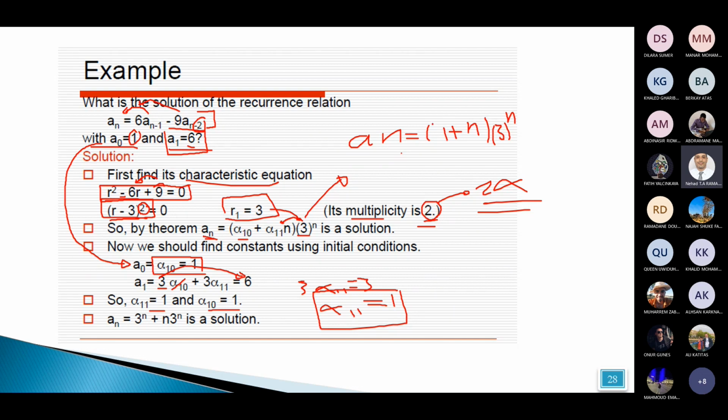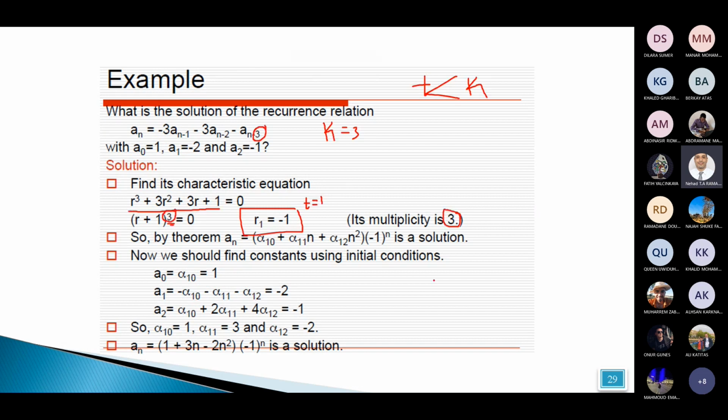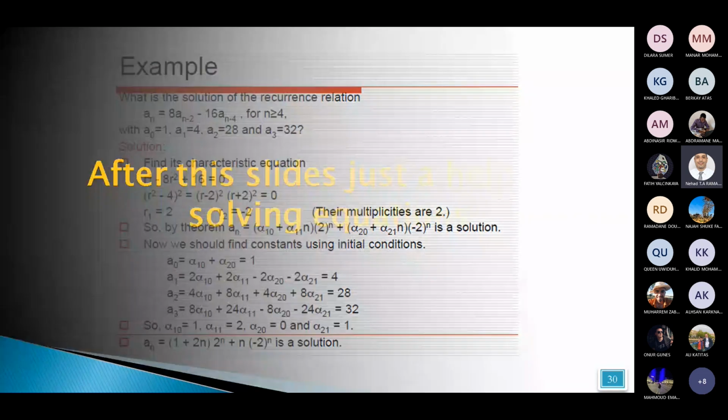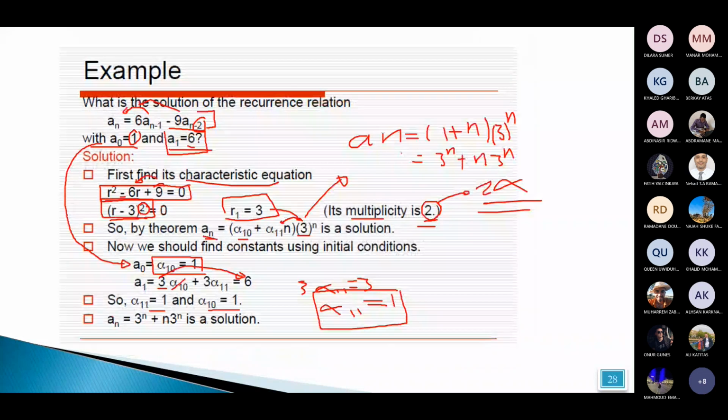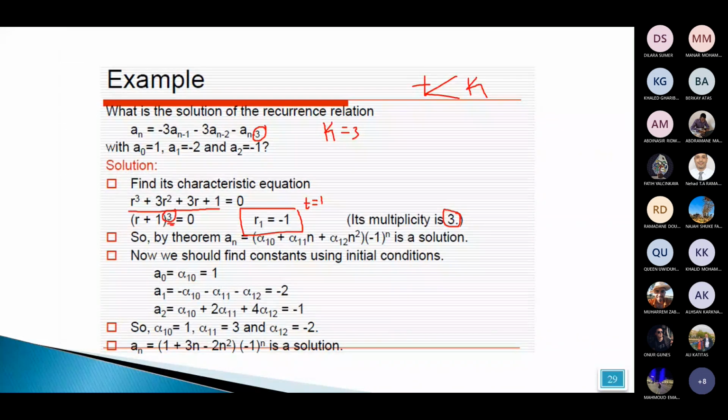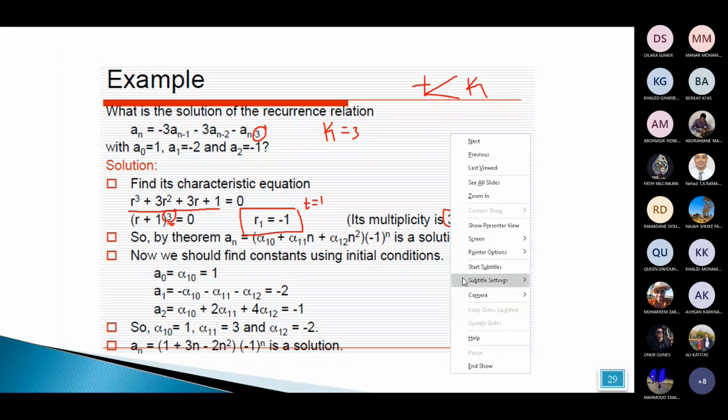But if you want to multiply it inside, you can multiply. 1 multiplied by 3 power n plus n multiplied by 3 power n, so n times 3 power n. We still have another 2 examples, then we will finish, inshallah.